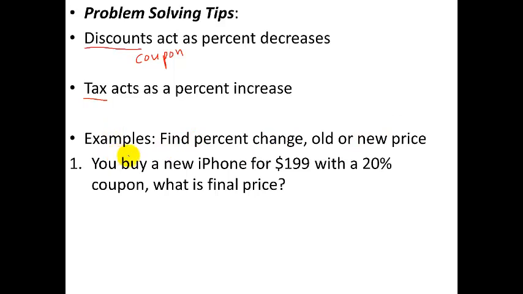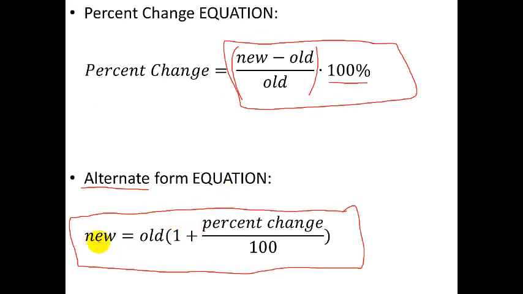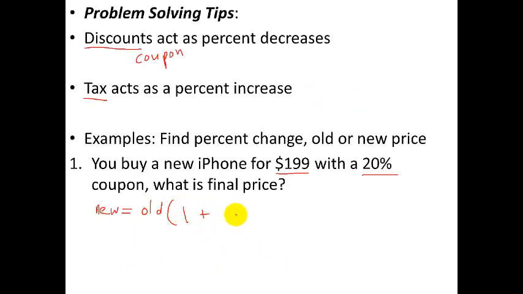Find whatever it asks you for. Percent change, old price, or new price. So given that you want to buy an iPhone for $199, but you've got a 20% coupon, what's the final price? So we're trying to find the new price. We know the old price here, and we know the percent of change, 20% change. So we can write new equals old times, let's look back at our formula so we can help remember. New equals old times 1 plus percent change out of 100. 1 plus the percent change goes here out of 100.